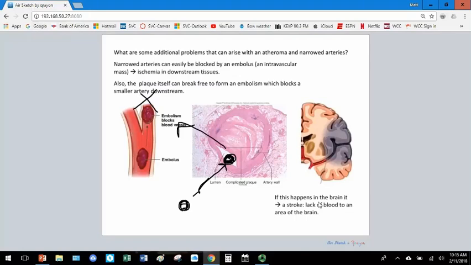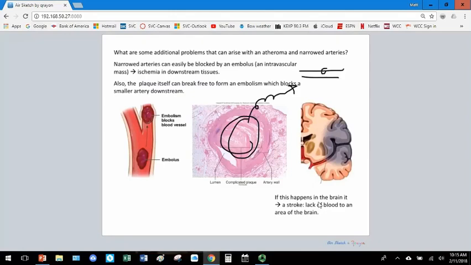And if this happens in the brain, that's called a stroke. You get an embolism in there. It cuts off blood flow to the area of the brain. Another problem is that this plaque itself can break off, roll down the arteries, which become smaller, and then at some point, when it gets to those smaller arteries, it can lead to a blockage itself.